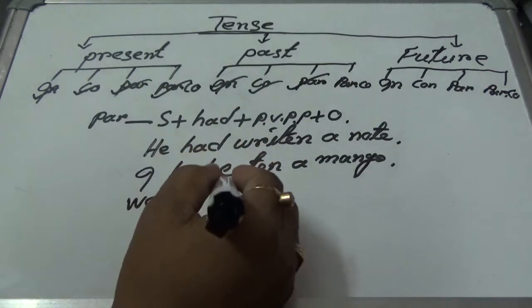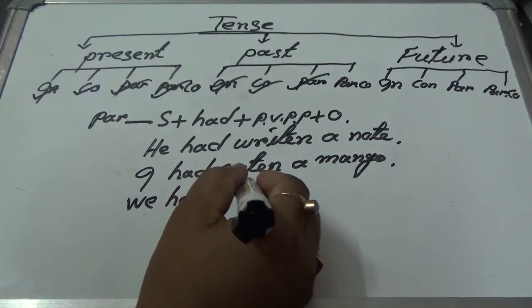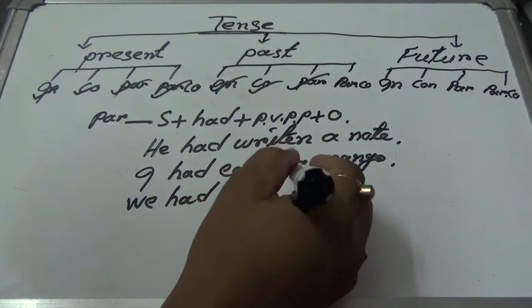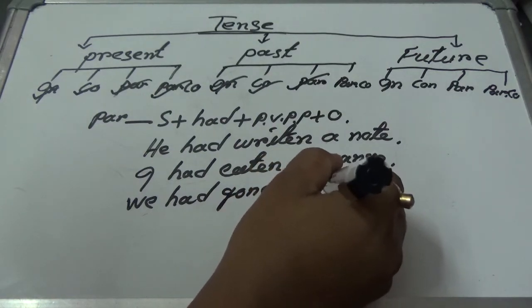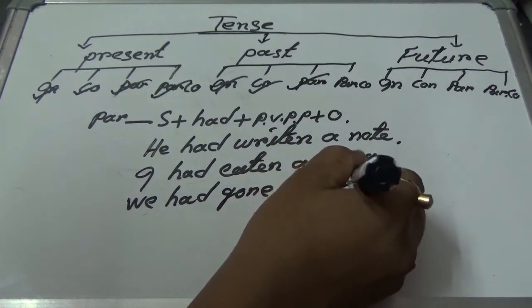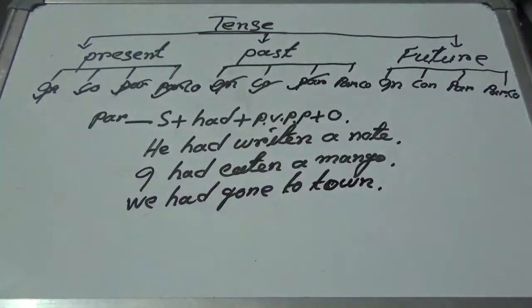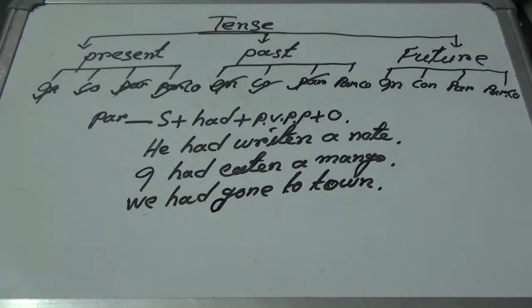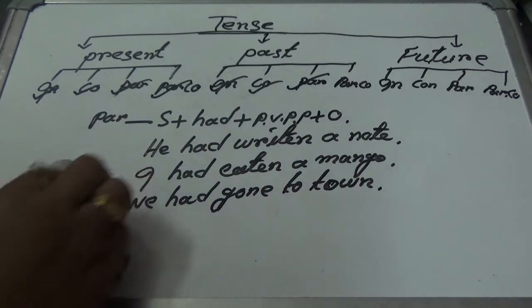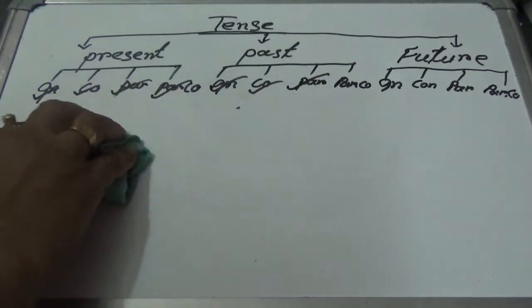We had gone to town like this. We had gone to town. Now you can make unlimited sentences same to same. Only keep up your memory the structure. Next.